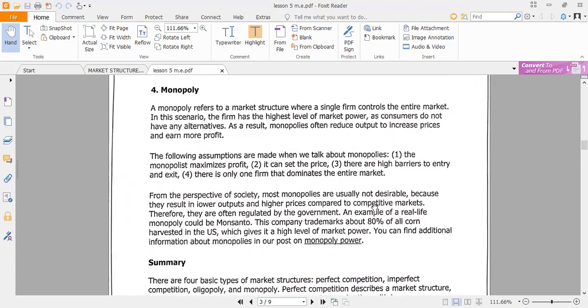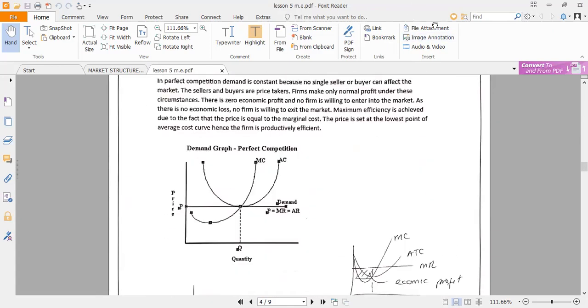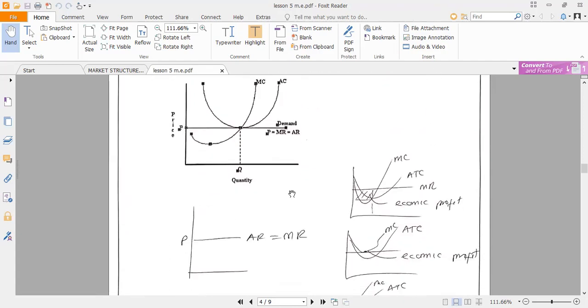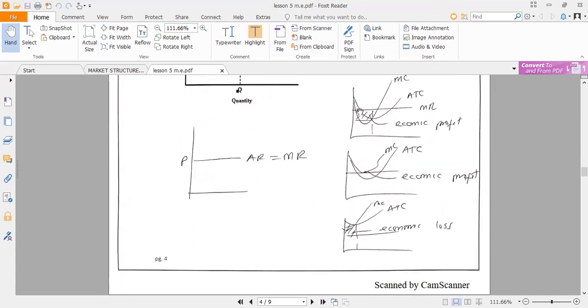So if I'm going to show you the graphical pictures of each of these, I'll start with perfect competition. We say the demand curve is horizontal. The price is the same as the marginal revenue. It's the same as the AR. So what happens in the short run? They'll make what we call normal profits. We draw the average total cost, then the marginal cost cuts the average total cost at its minimum. Then the price, which is called the marginal revenue. Where marginal revenue and marginal cost meet, we draw a line there.